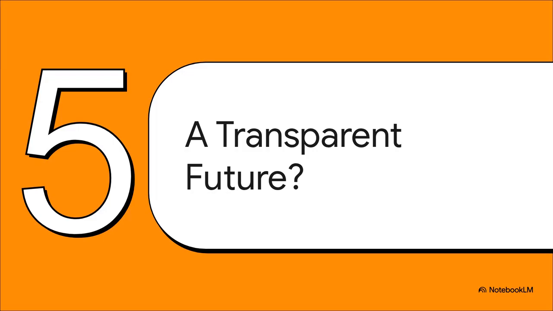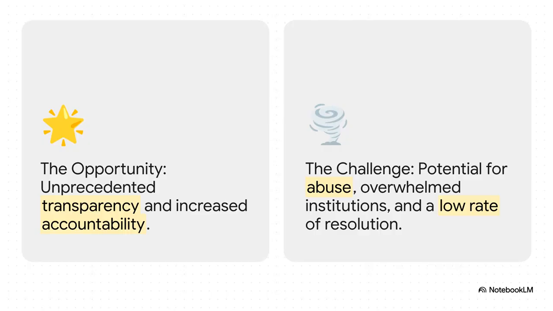So where does all this leave us? Look, PubPeer has, without a doubt, thrown the doors wide open to a more transparent future for science. But it's also clear that this future is, well, complicated, and it's packed with a whole new set of challenges we're still figuring out. When you boil it all down, we're left with a really clear trade-off. On one side, you have this incredible opportunity, more transparency and accountability in science than ever before. But on the other side, the challenges are just as big. You've got the potential for abuse and bias, you've got institutions that are totally swamped, and you have a really low rate of actually getting any resolution.